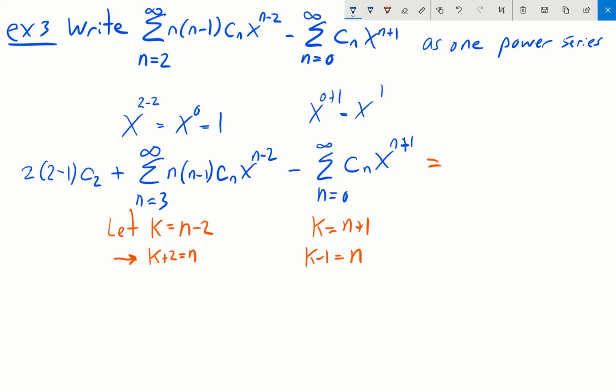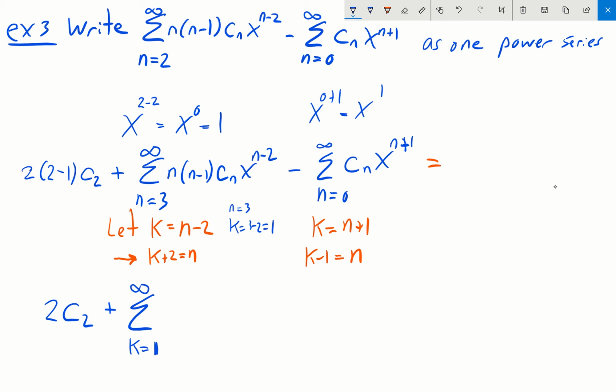With this substitution, we can write our sum as follows. This is going to be 2 minus 1, which is 1, so we simply get a 2c_2 plus the sum. Now, again, we're switching from the variable n to the variable k for our index of summation. Notice that this one started when n equals 3. When n equals 3, then k is going to be 3 minus 2, which is 1. So the index of summation will start at 1. And of course, if n is going from 3 to infinity, when n gets large, k gets large. So k will be going from 1 to infinity.